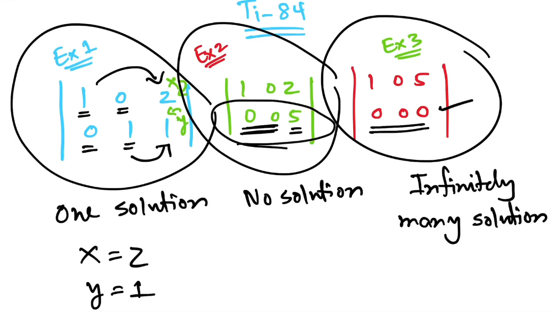For no solution, you are always going to take a look at the last row, the second row. If you have 0, 0, 1, no solution. 0, 0, 2, no solution. 0, 0, 3, no solution. But if you have 0, 0, 0, then it's going to be infinitely many solutions. I hope it makes sense.